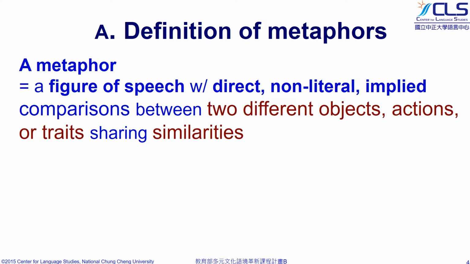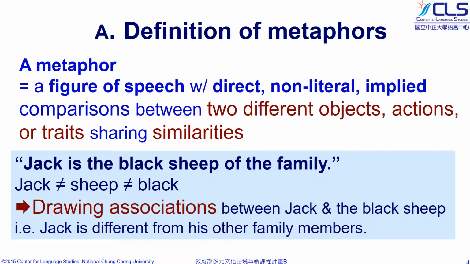A metaphor is a figure of speech in which we put direct but non-literal comparisons between two different things, like objects, actions, or traits that share similarities. For example, "Jack is the black sheep of the family" is a metaphor because Jack isn't a sheep and may not even be black. However, we can use this comparison because black sheep are unusual and typically stay away from their herd, and the person you're describing shares those characteristics.